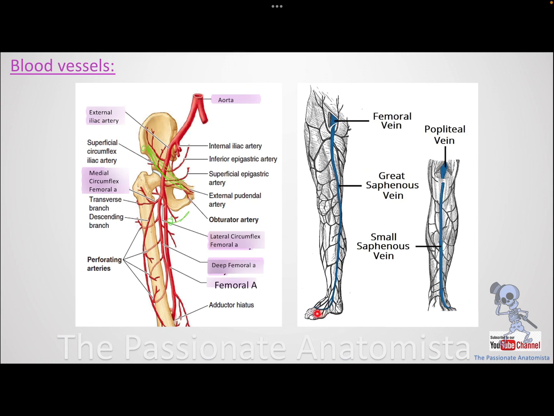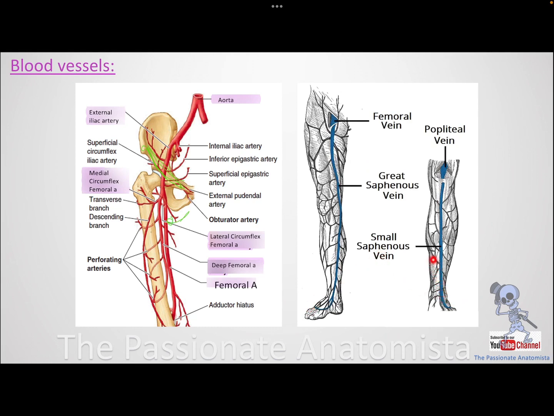So if you have an infection in the big toe, or cancer or whatever, it can easily spread directly to the superficial inguinal lymph nodes. The reason is because this is a very superficial vein and it goes all the way until it reaches the inguinal region. However, if you have something in the little toe, that is drained by the small saphenous vein.